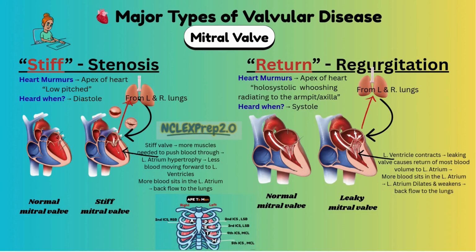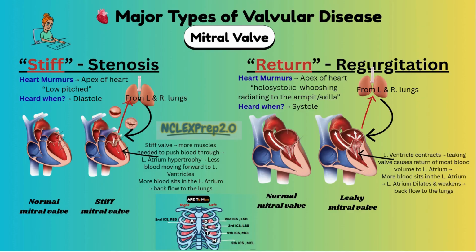And in the worst case scenario with pulmonary hypertension, the right ventricle will have a hard time pushing blood forward to the lungs for oxygenation. This can cause right ventricular heart failure or cor pulmonale.